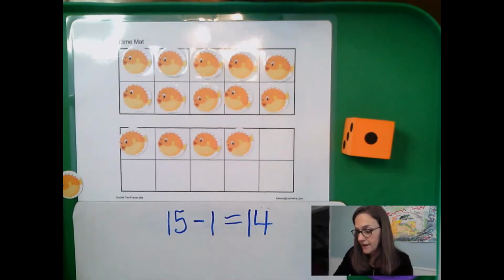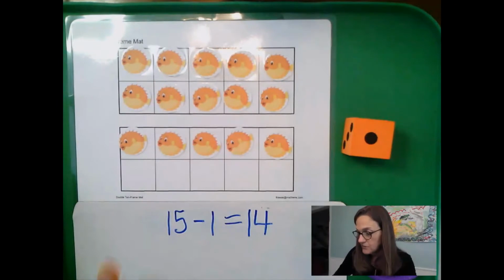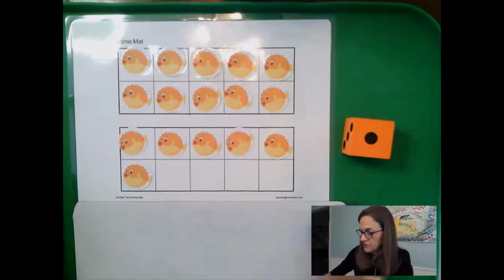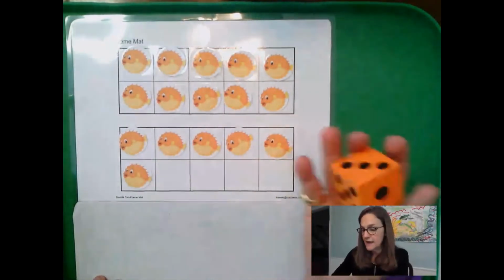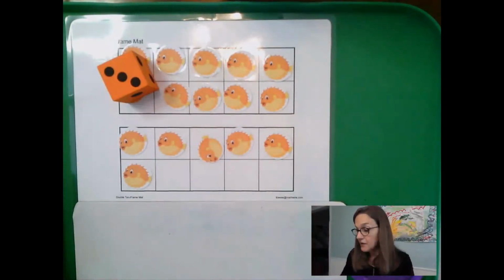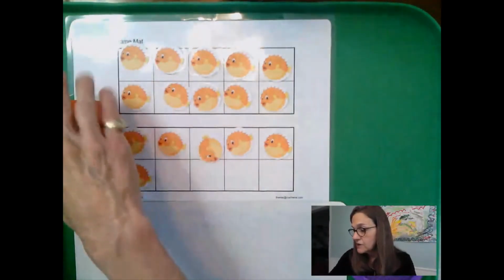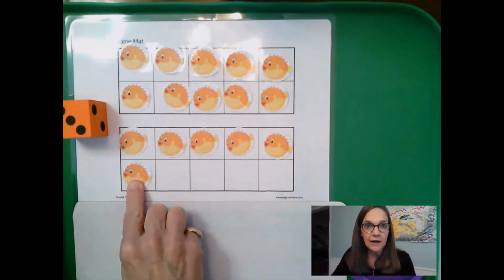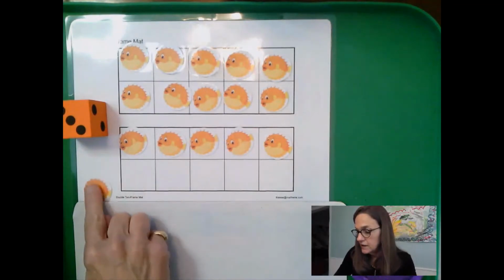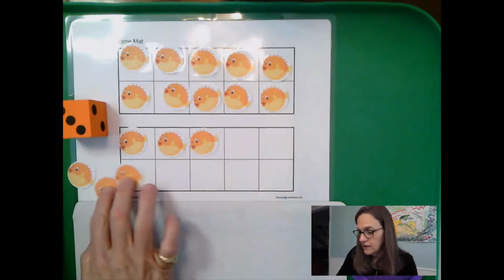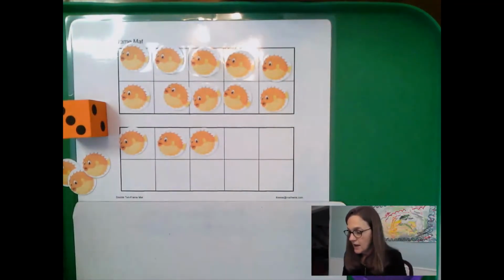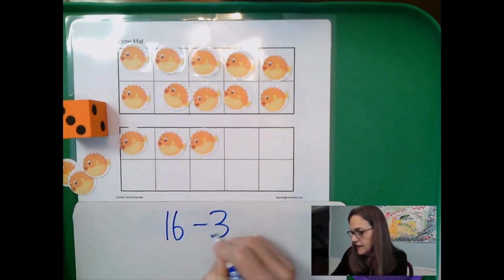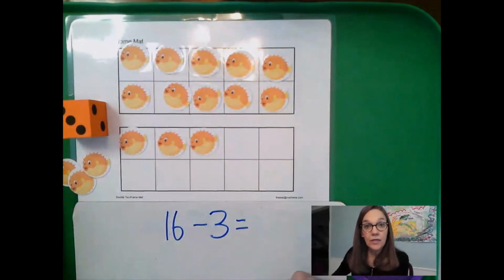We know that if we take away 1, the answer is just the number that comes before the number we started with. Okay, I'm going to do the same thing now, but this time I'm going to use 16 puffer fish. I'm going to roll my dice, and I got a 3. So if I take away 3 of these, I'm going to take away from the very bottom first. 1, 2, 3. I'll slide them over here. I had 16, and I took away 3, and that equals 13.